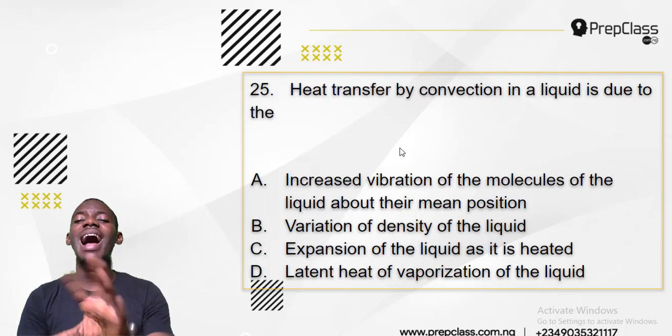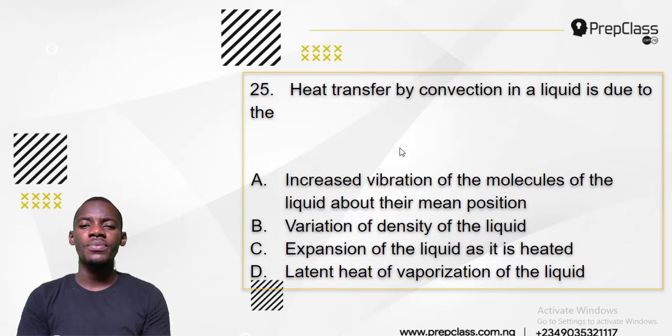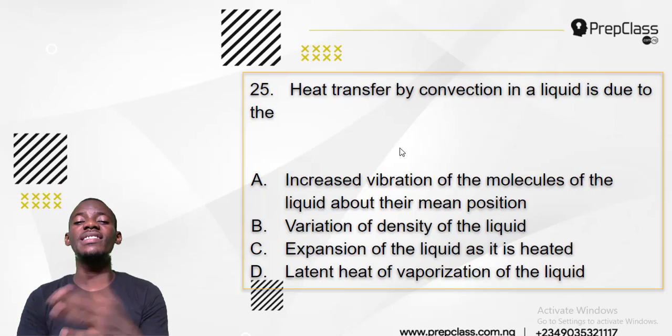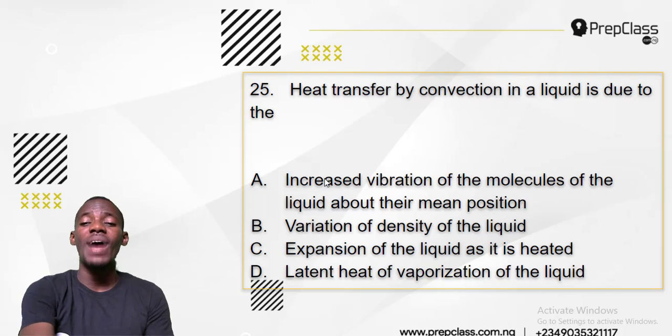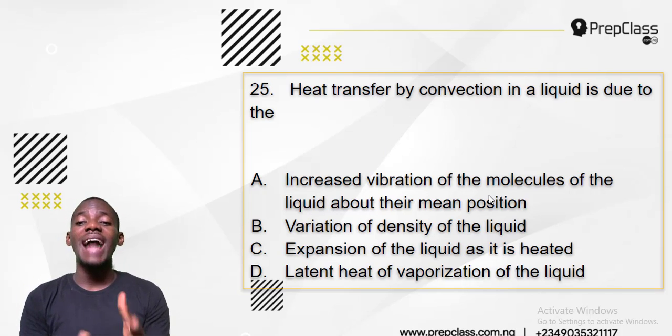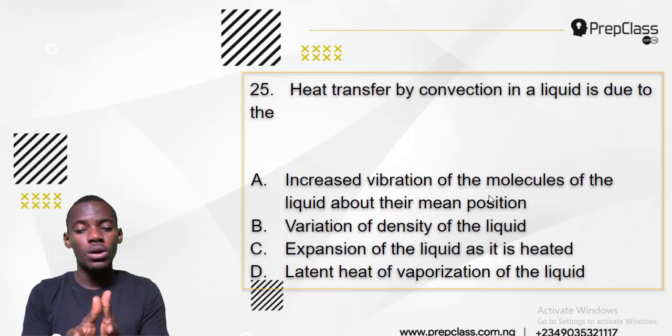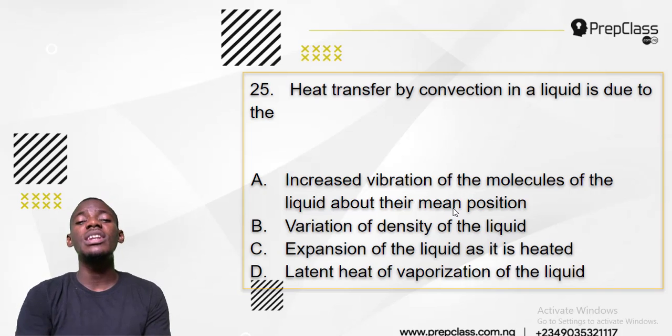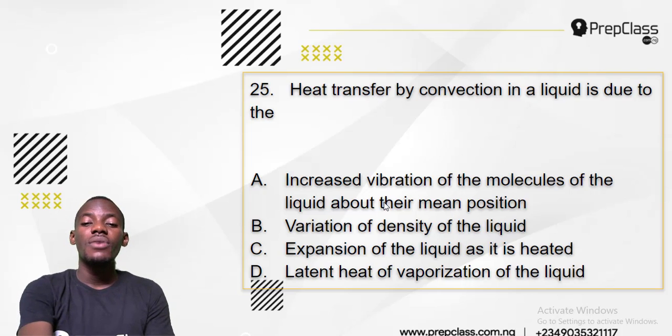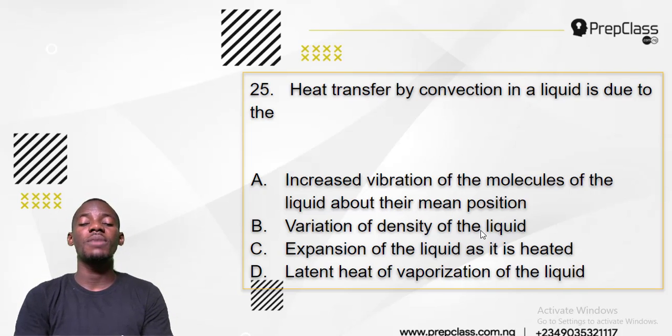So this question is asking, how does convection occur? Heat transfer by convection in the liquid is due to what? Is it by increasing the vibration of the molecules of the liquid about their mean position? Like if you are boiling water, are the water molecules vibrating in one position? No, they don't vibrate in one position. Liquids are not in a mean position, they move. So A is wrong.